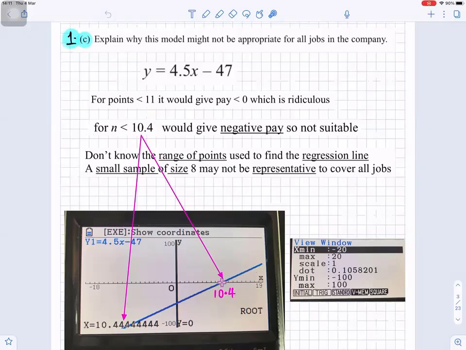So you don't know the range of points used to find the regression line. A small sample of size 8 may not be representative to cover all the jobs. And that's the view window which you use to see all the details. So x is 10.4. That's the root where it crosses the x-axis. And if x is less than 10.4, it would give a negative pay.